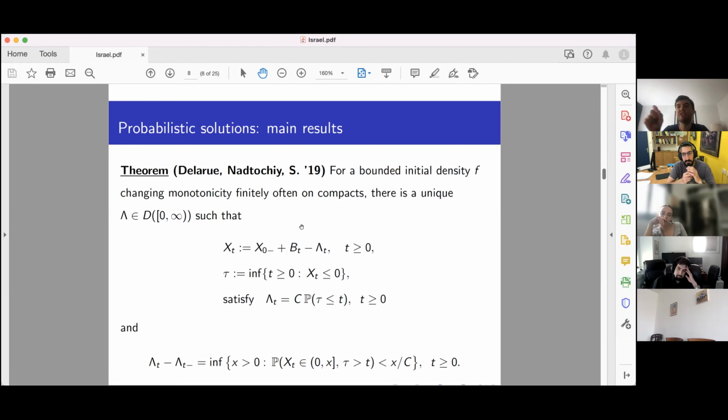But you cannot have oscillations that approach zero. So you cannot have something like sine of 1 over x times x. So these types of things are excluded. Sorry, can you show once more how the probabilistic problem is connected with the Stefan problem?